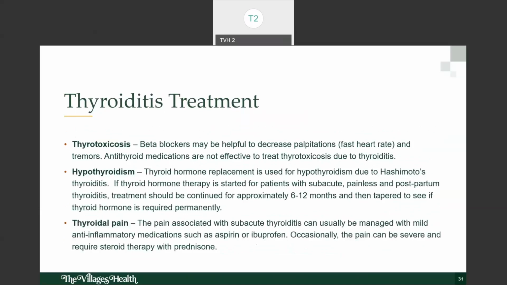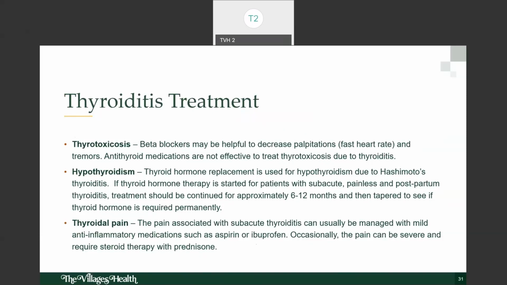Some treatment, similar to what we discussed in the previous slides. With thyrotoxicosis, some beta blockers may be helpful to treat some of the symptoms. If you're having palpitations, fast heart rate, or tremors, beta blockers may be given to provide some immediate relief. Also, anti-thyroid medicines are not effective to treat thyrotoxicosis because of the inflammation.